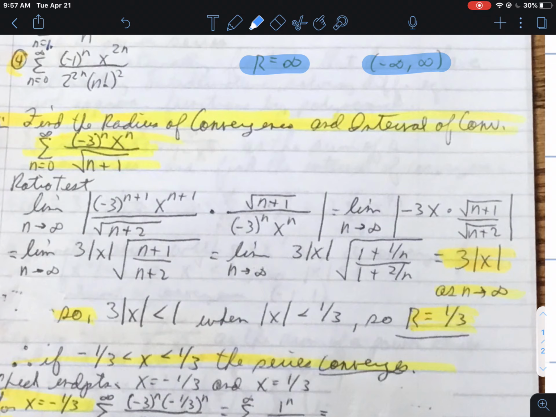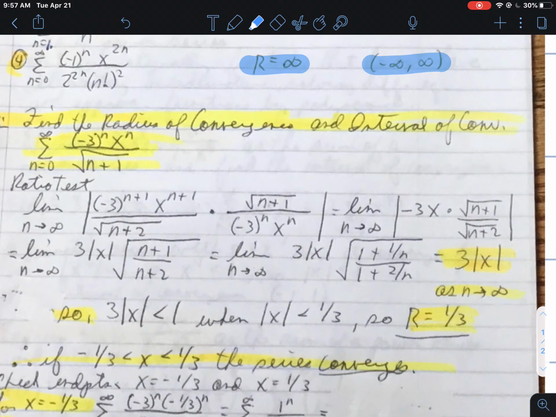So here I've got the sum as n goes from 0 to infinity of -3 to the n times x to the n over the square root of n plus 1. So again, I'm using ratio test here for 2 reasons. First of all, it's a lot of different parts to that series. Secondly, ratio test allows us to make that comparison to 1, which helps us set up that radius and interval of convergence when you can use it. Now, like I said, it's not exclusive, but it is very often the test that we use.